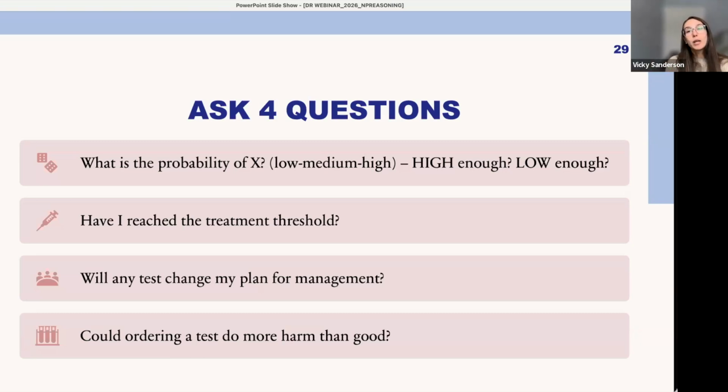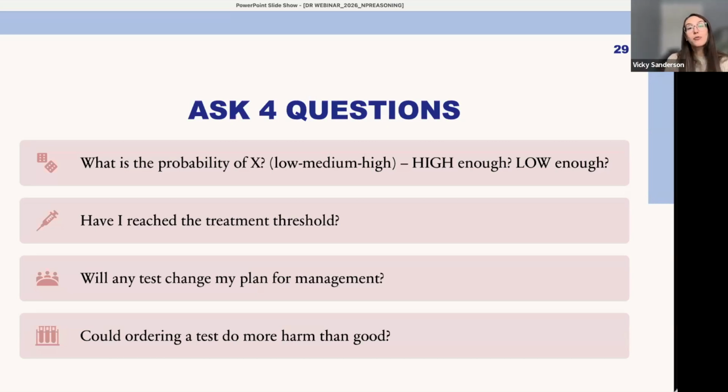And we all have a different level of risk tolerance as clinicians. So some of us might need that probability to be way lower to rule it out or way higher to initiate treatment. Second, you're going to ask yourself, have I reached the treatment threshold? So for this UTI, do I have enough information to initiate antibiotics? And if the answer is yes, then you go ahead and treat and you don't need to order anything more. But if the answer is no, then that's the time to order more tests.